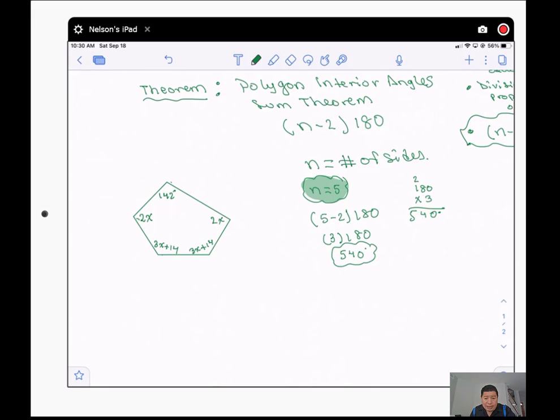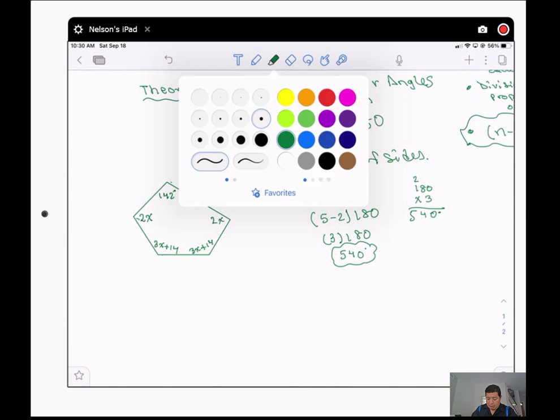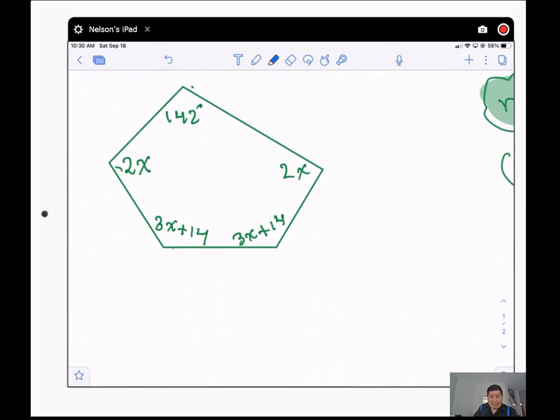Something else that I recommend you do is have two highlighters readily available. One highlighter is going to be for all of the numbers that have a letter.